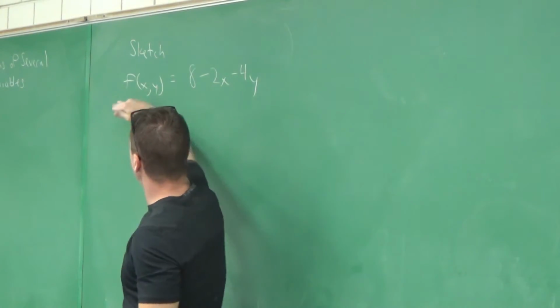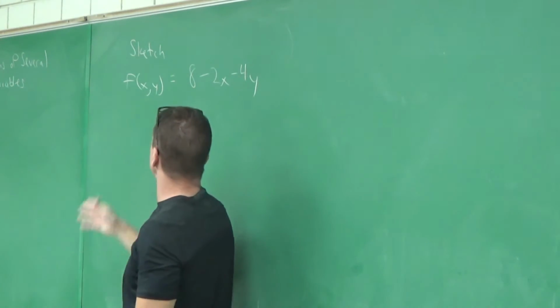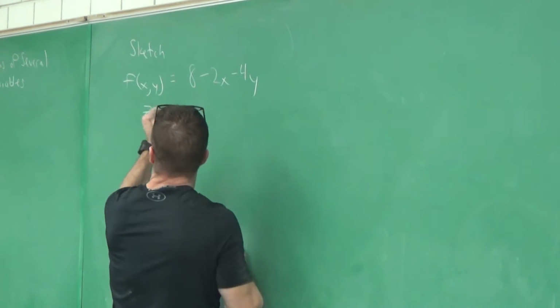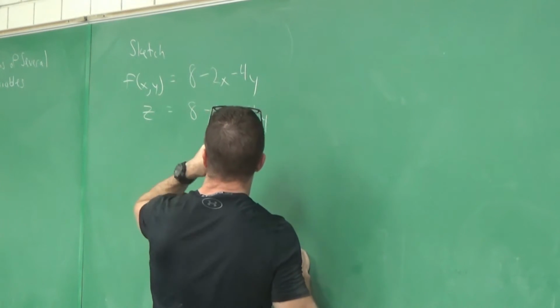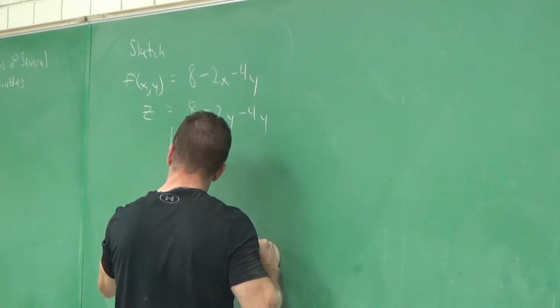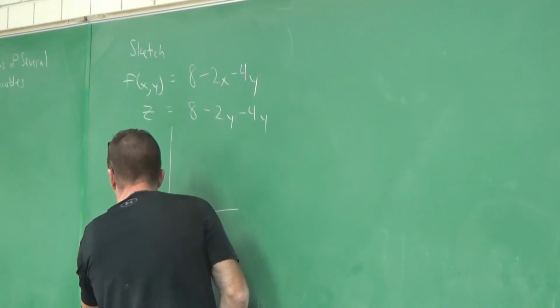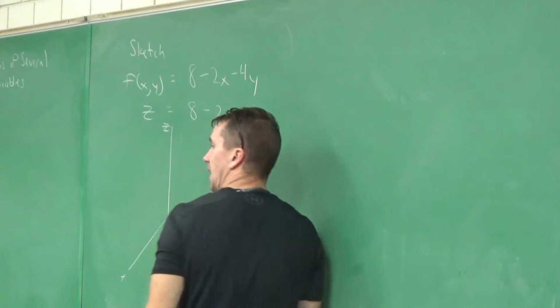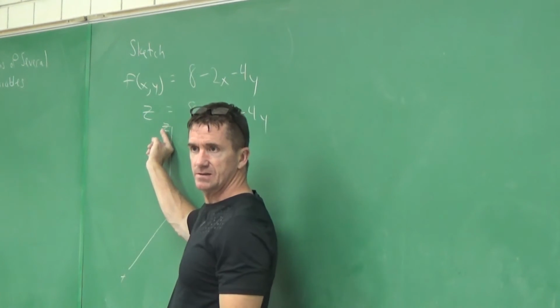So first of all, what letter can I call this? I'm not talking about just sketching the domain. We're going to sketch the graph. Z. That's z, so you can say the function of x and y is z. Okay, so I'm going to get ready and put the x-axis, y-axis, z-axis. This is the positive y-axis, this is the positive x-axis, this is the positive z-axis, right?